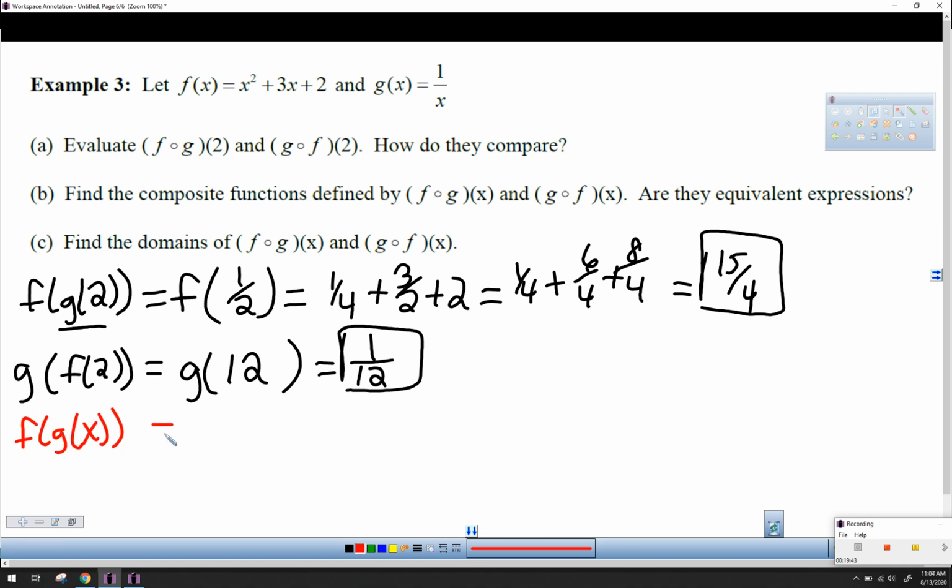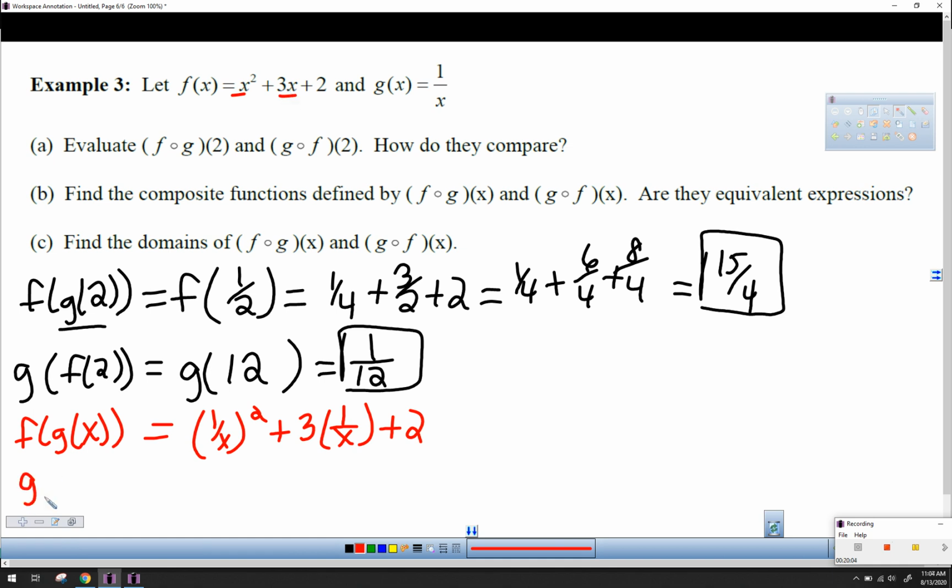Again, that means I want to plug the g function into f. So that would simply be (1 over x) squared plus 3 times 1 over x plus 2. So you see all I did was just simply plug in 1 over x into each one of my x's.